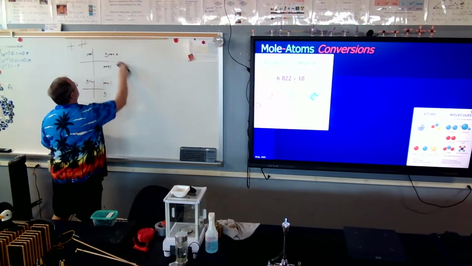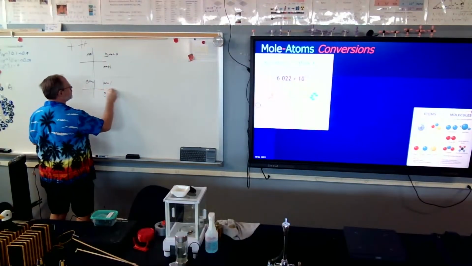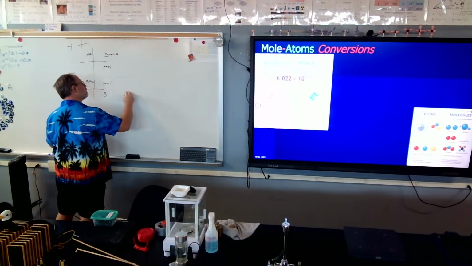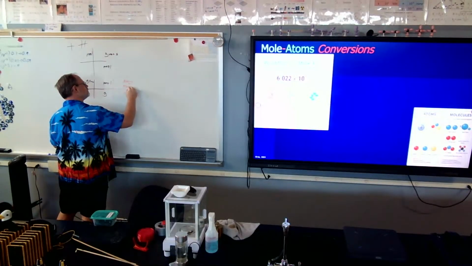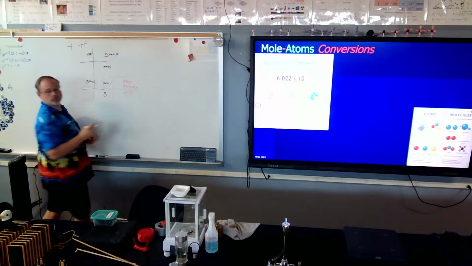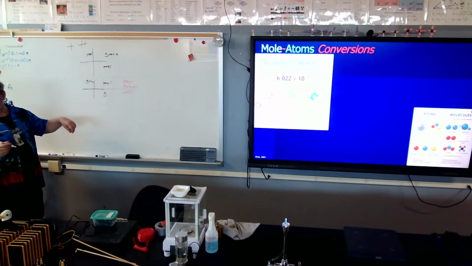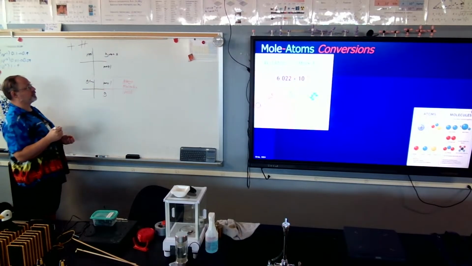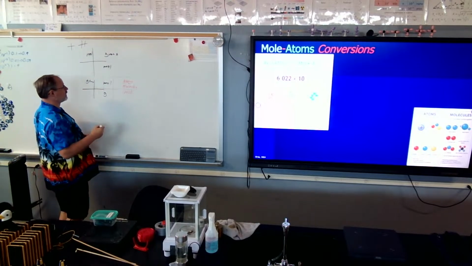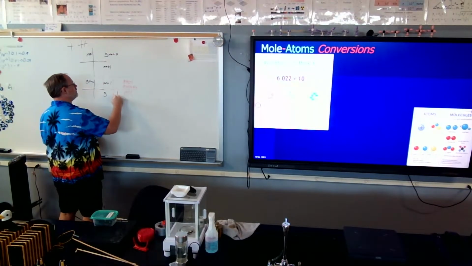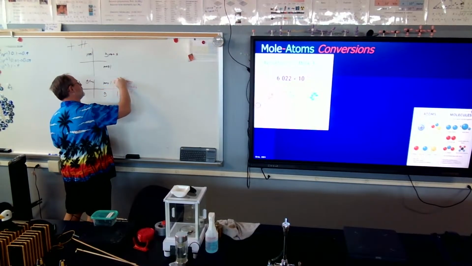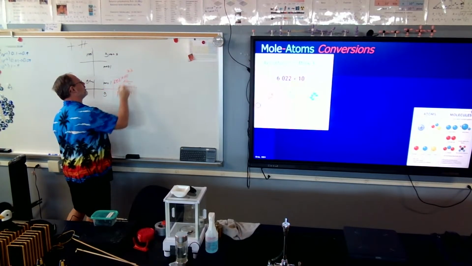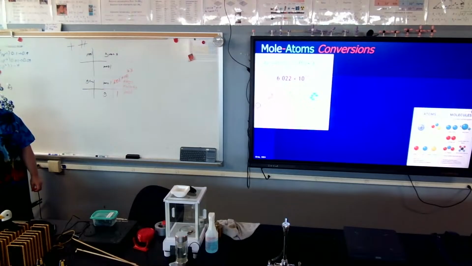Actually, this goes down here. I can convert my moles to atoms or molecules. It's just one more block. And the block is Avogadro's number, which is 1 mole equals 6.02 times 10 to the 23rd atoms or molecules.